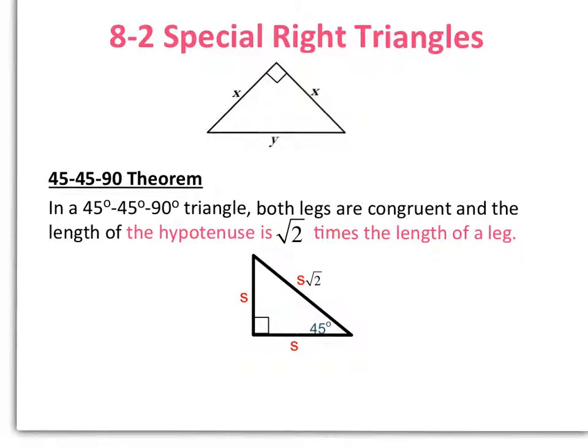So in a 45-45-90, your two angles are the same. They're both 45 degrees, and then you have a right angle. So we'll refer to our legs as S, meaning side, and then the hypotenuse will be whatever the side is times the square root of 2.